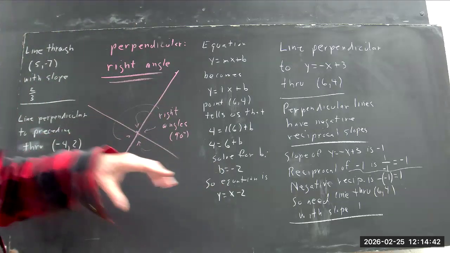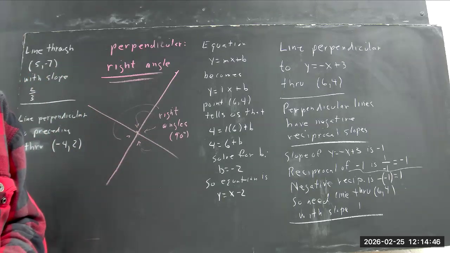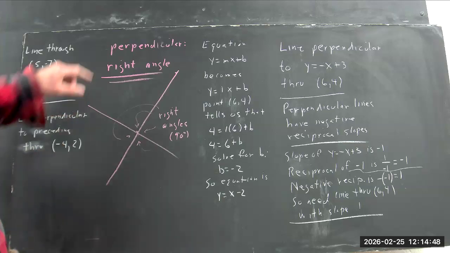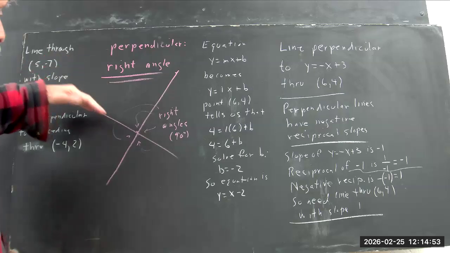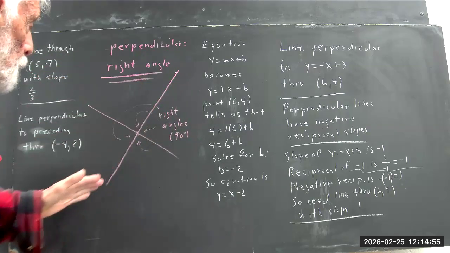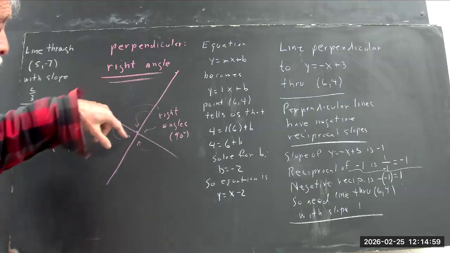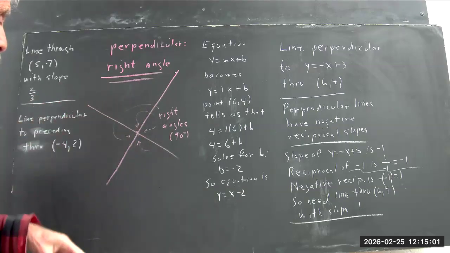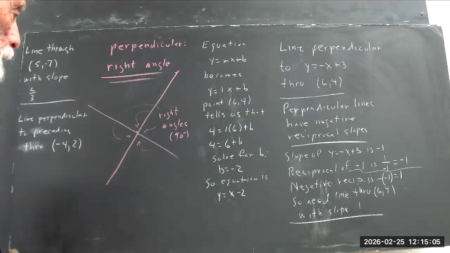Now, I paused the video when I asked everybody to sketch me 2 perpendicular lines. So perpendicular means what? It means right angle. So here is a picture of 2 perpendicular lines. The 2 lines make right angles with one another. It's a familiar idea. I think maybe the word perpendicular, people have a little confusion over that.